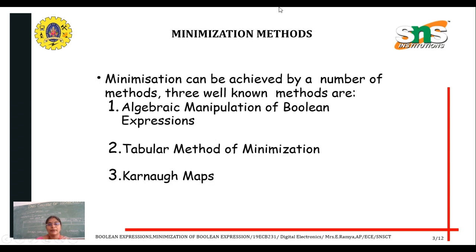Okay, so what minimization methods are used? Minimization can be achieved by a number of methods. Three well-known methods are algebraic manipulation of Boolean expression, tabular method of minimization, and Karnaugh map, that is K-map. These three methods are very important for Boolean expression minimization. Okay, students, I hope you understand what minimization is, why we go for minimization, and what methods are used to minimize Boolean expression.